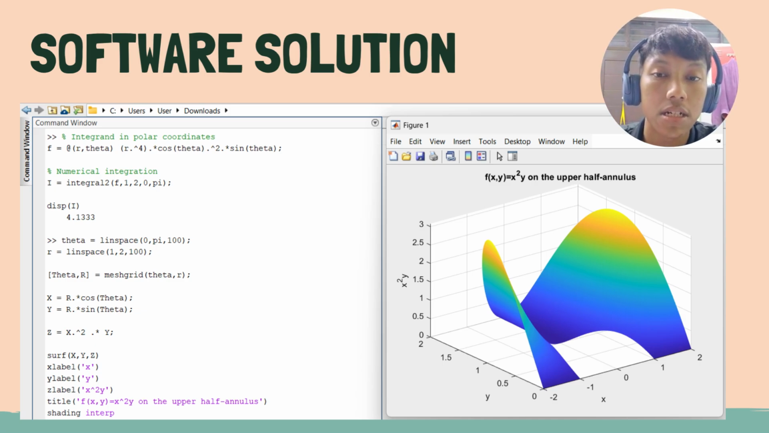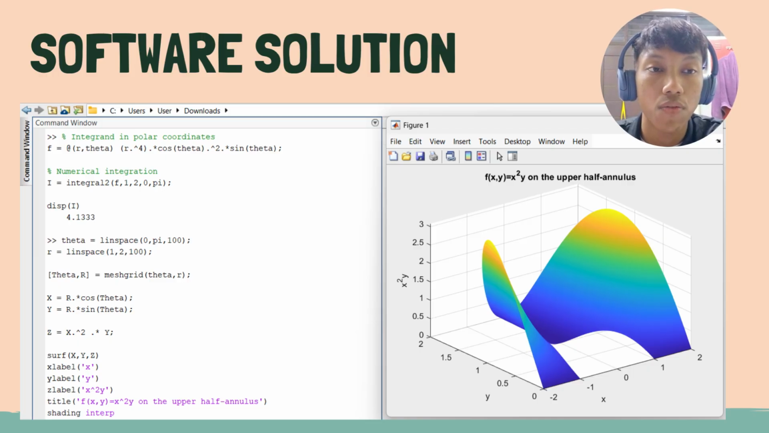In addition, a 3D surface plot of f(x,y) equal to x to the power of 2 y was generated to visualize the function over the upper half annulus region. The plot shows that the function remains positive throughout the region and reaches larger values near the outer boundary, which contributes to the final value of the integral.